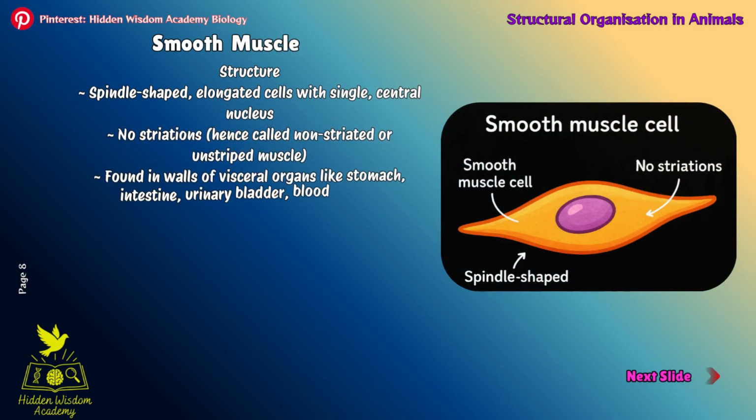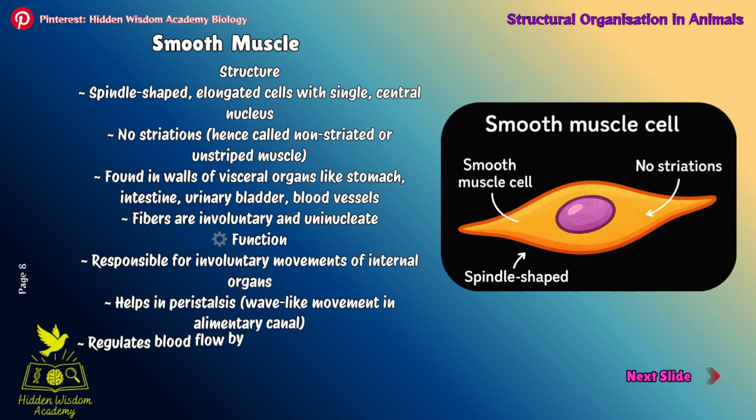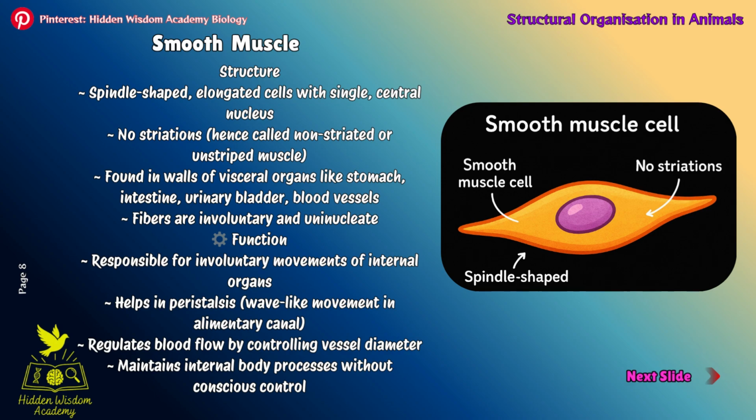Let's learn about smooth muscle tissue. Smooth muscles are spindle-shaped with one central nucleus and no striations, so they're called non-striated muscles. They are found in walls of internal organs like the stomach, intestine, bladder, and blood vessels. These muscles work involuntarily, which means you cannot control them. Their job is to move food through the gut, peristalsis, control blood flow, and keep internal organs working without you thinking about it. In short, smooth muscles keep your body running quietly from the inside.